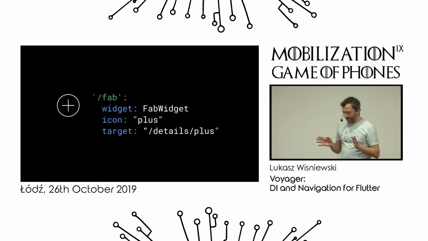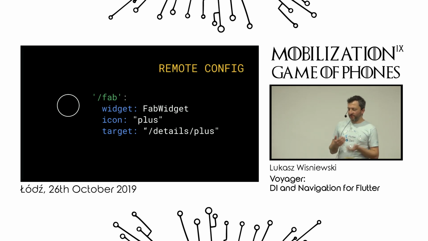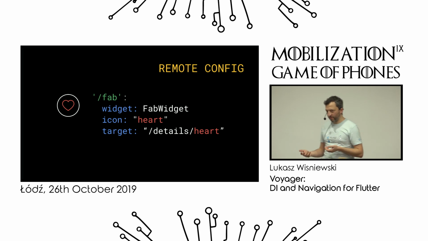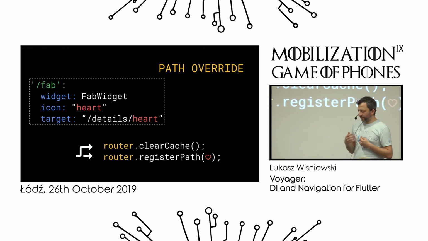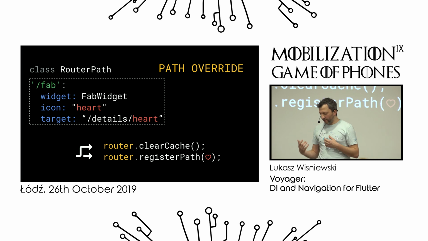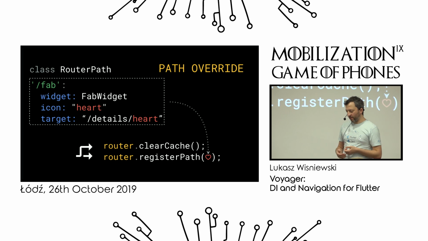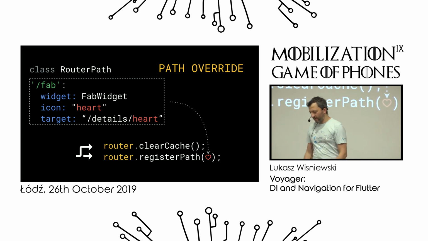But let's not stop there. We need to go deeper on this. This is all text, which means you can send it over the internet. So maybe you want to run some A/B tests and check whether a heart works better, converts better. And this is relatively easy. All you need to do is turn this text into an instance of router path and then push it to the router at runtime. You can also, since it's text, change it when your app starts.